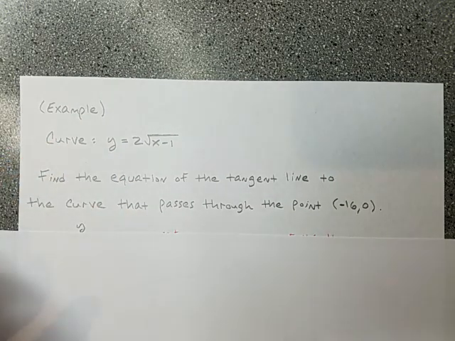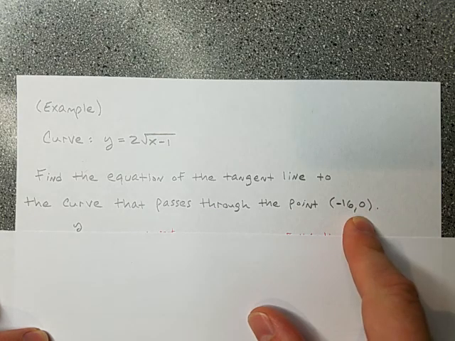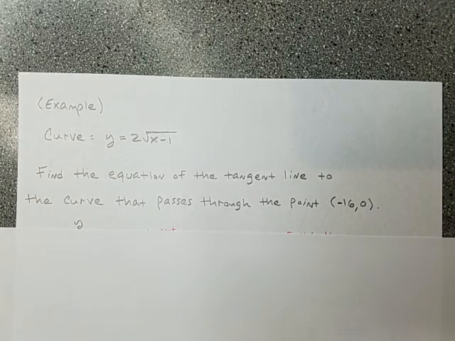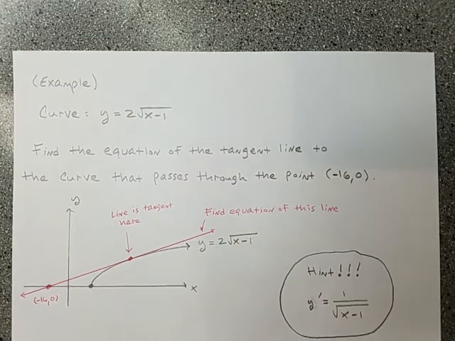So suppose a curve is given, y = 2√(x − 1). And the question is, can you find the equation of the tangent line to this curve that happens to pass through this point that's not on that curve? Can you do that? So that's the challenge. Can you sort that information out well enough to put this together into a problem that you can solve? What I did is I wrote down there in a sketch how I think about it, all right?